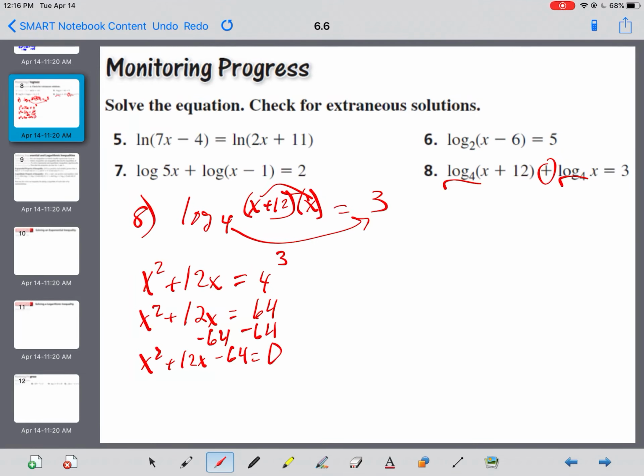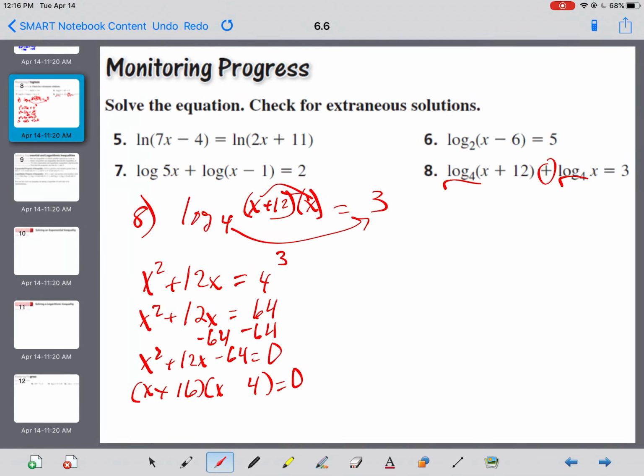Move sides. x squared plus 12x minus 64 equals 0. And we just saw, let's see, 4 times 4 is 16 and then times 4. So that's the ones I'm going to use because that's a difference of 4. So we got 16 and 4. They need to subtract to positive 12, so that way x equals negative 16 or 4.